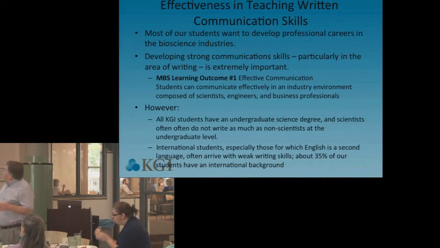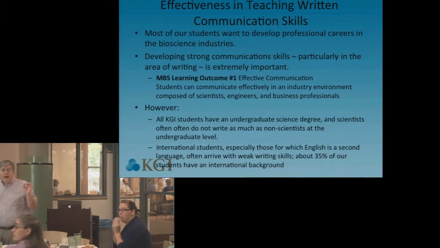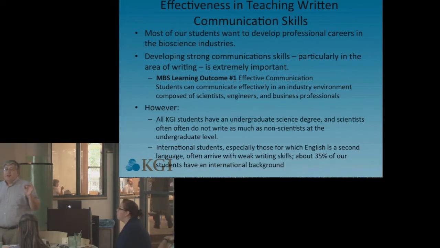Okay, so again, this is a little bit about our students. We have students that are all scientists. It's a graduate program for the most part right now. They're all scientists. They come to us with an undergraduate science degree. About 35% of our students are international students. So you put those together, that creates a lot of communication writing challenges at KGI.